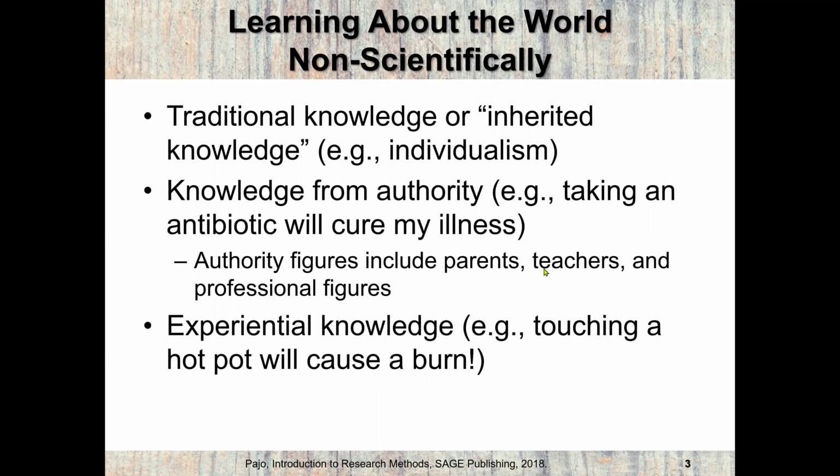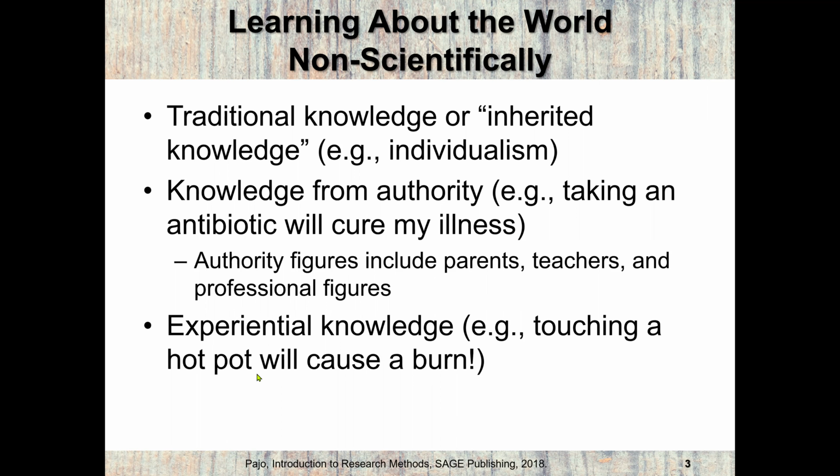Teachers are a very good example. A teacher in elementary school or high school may have specific rules that students have to follow. When a teacher is giving lectures, students are not allowed to talk, or not allowed to go outside, or not allowed to eat in the classroom. Again, this is knowledge from authorities.